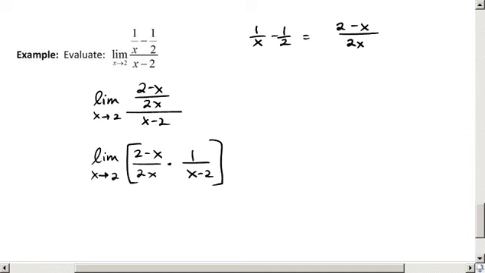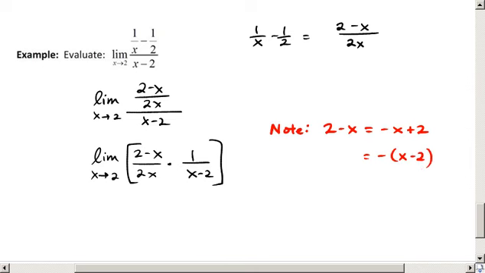So it looks like we have a bit of a problem here. We have a 2 minus x and an x minus 2, and those don't match. But perhaps we can force them to match by realizing this. So off to the side here, just a little note. If we look at 2 minus x, and we rewrite that as negative x plus 2, and then factor out a negative 1, we get something very similar to what we're looking for.